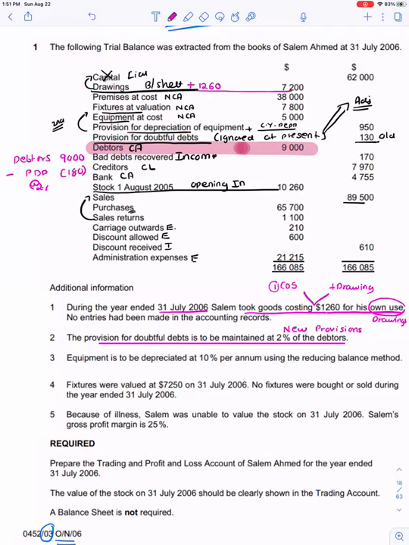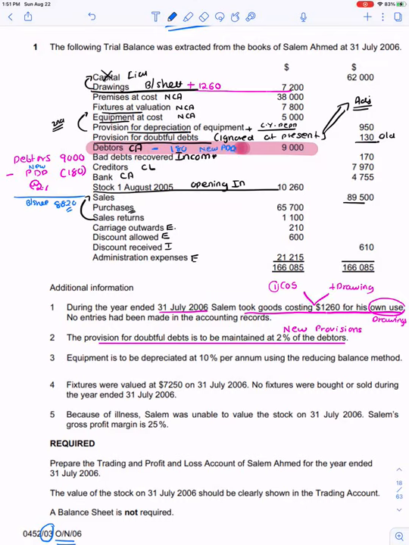I create the 2% of 9,000 as 180. This is the new provision for doubtful debts, and 9,000 minus 180 will give me 8820. This is the amount that will be shown in my balance sheet. So in the debtors, I am minusing 180 as the new provision for doubtful debts.